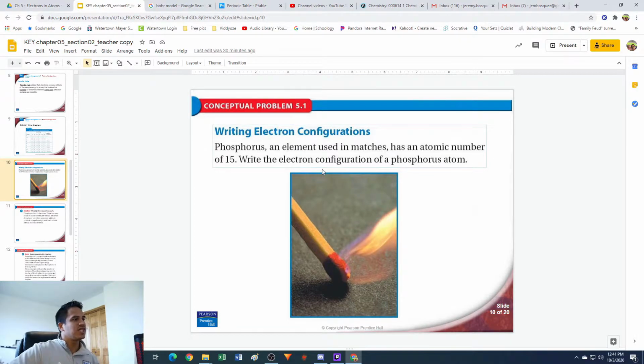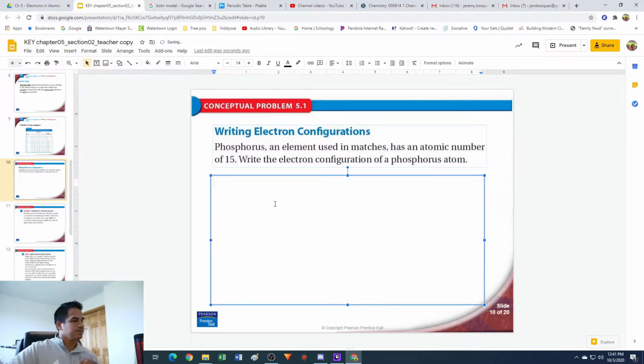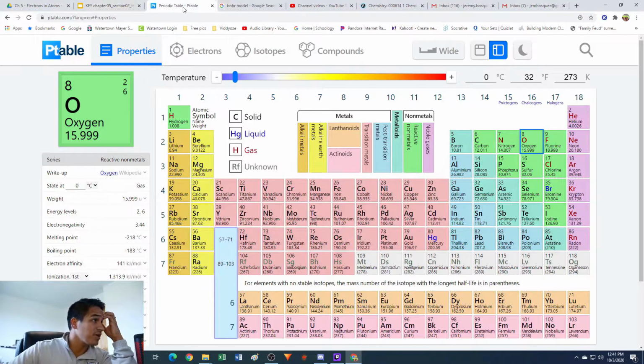Okay, so it says phosphorus, an element used in matches, has an atomic number of 15. Write the electron configuration of a phosphorus atom. All right, so we're going to use the periodic table to do this. I'm going to write a text box here. So here's our periodic table.